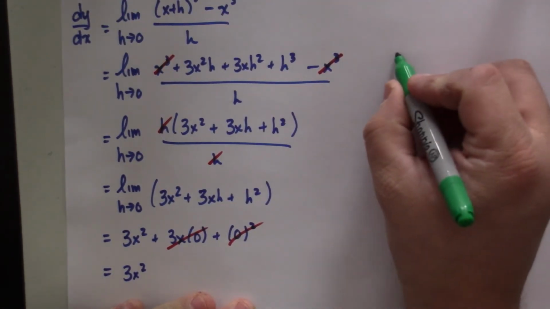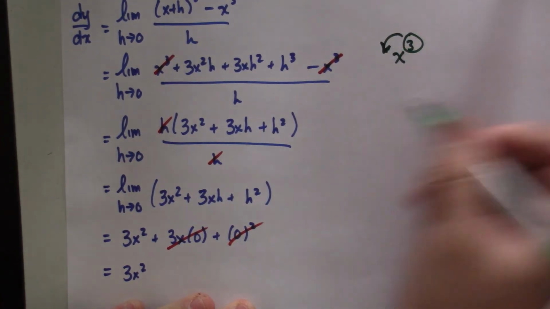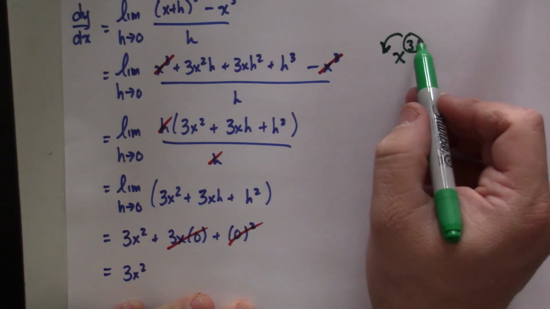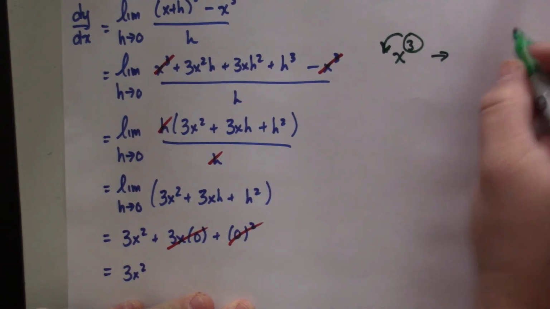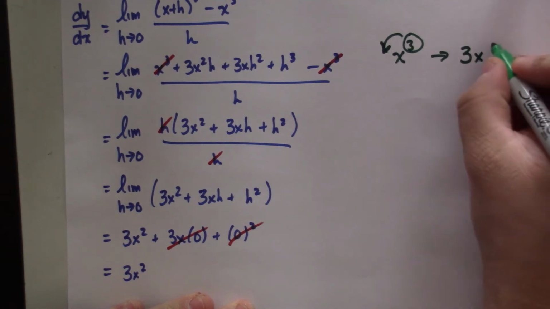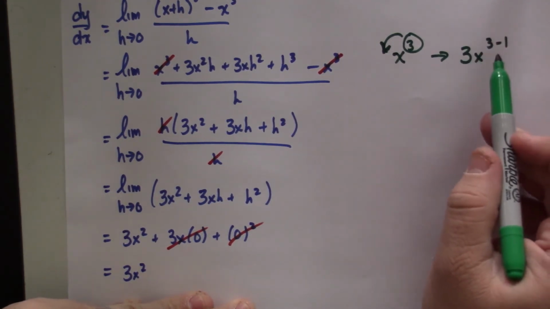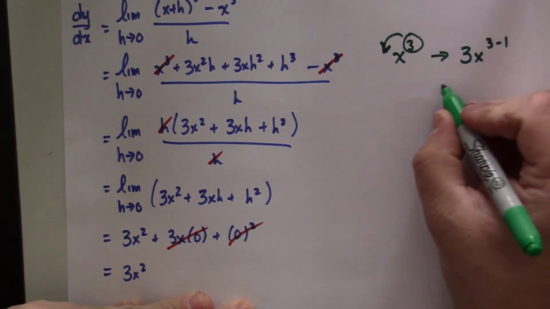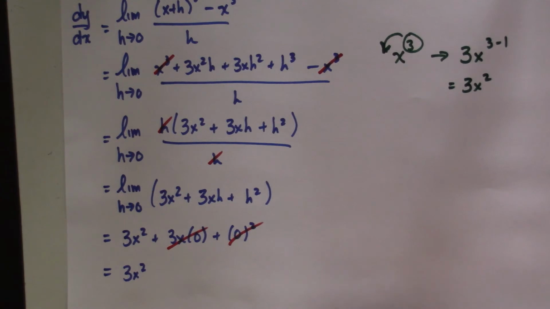So I started with x cubed. The exponent, sorry, my math just failed me, becomes the coefficient, and I take 1 from the exponent, so that gives me 3x squared. And that's the magic of polynomials, is there's this thing called the power rule.